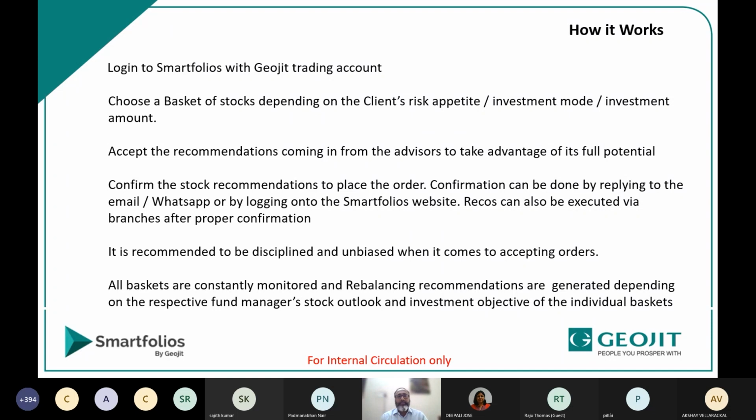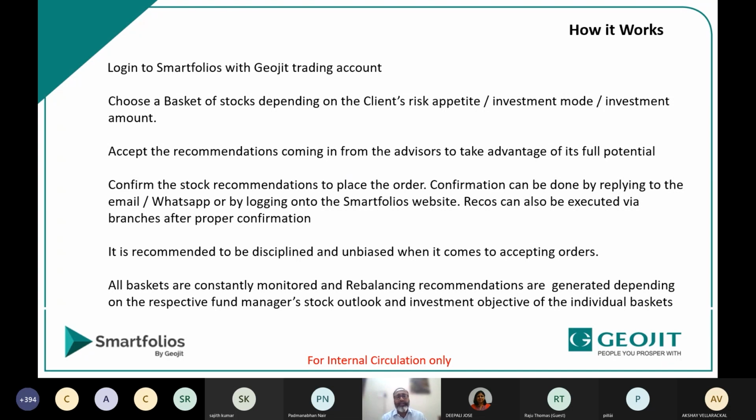How it works, very simple. Most of you or all of you should be having a Geojit trading account. Your Geojit trading credentials, which you use to log into Selfie, you can use the same credentials to log into Smartfolios also. You can choose a particular basket depending on your risk appetite. You can choose multiple baskets, not just one. You can choose multiple baskets based on your choice.